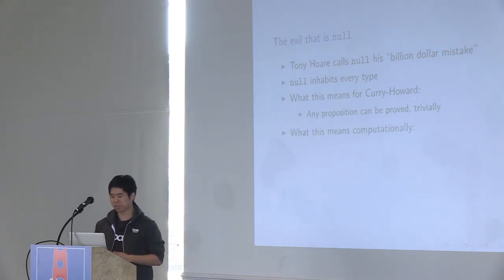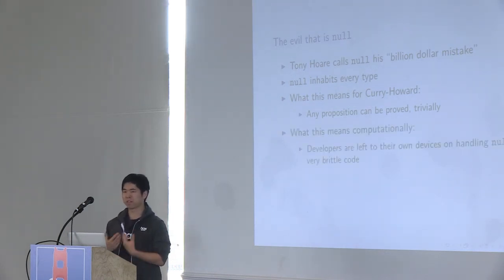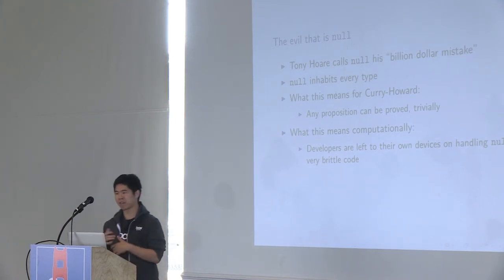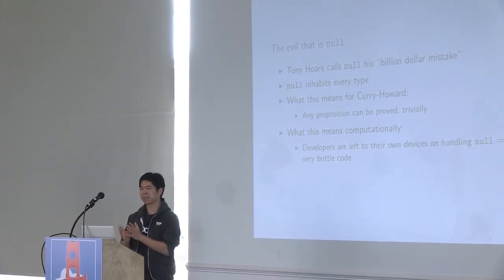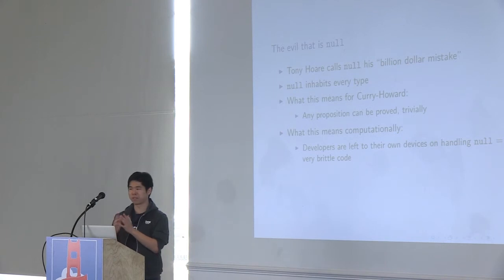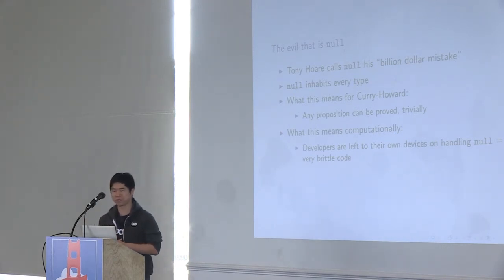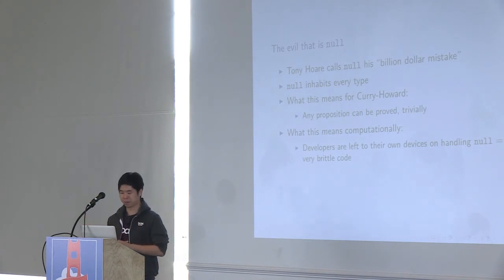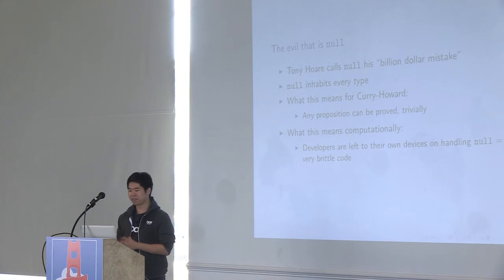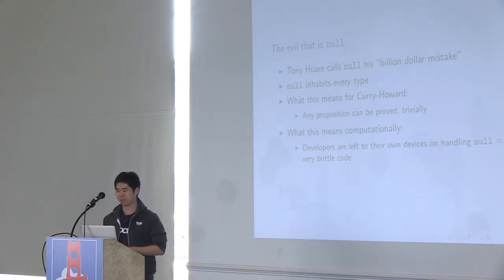What this means computationally is that developers are sort of left to their own devices to handle null, right? At any point in your program, if you have some sort of object, that object may or may not be null, and you're sort of left to doing null checks, and your code starts marching off the right side of your screen, and nobody wants to see that. And if at some point you screw up, the compiler doesn't really care, and at runtime you get a nice null pointer exception.